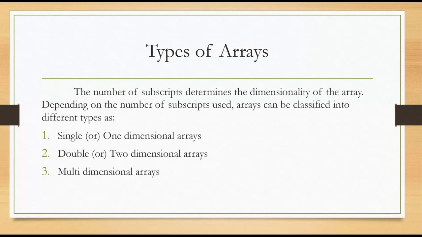Types of arrays. Based on the number of subscripts, we can categorize the type of an array. If there is one subscript followed by the array name, it is called a single or one-dimensional array. If an array name is followed by two subscripts, then it is called a double or two-dimensional array. And if an array name is followed by more than two subscripts, then it is called a multi-dimensional array.